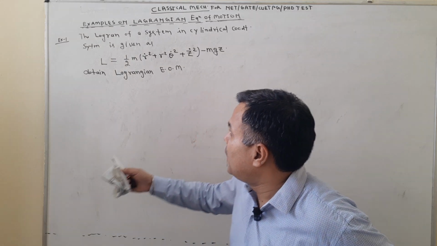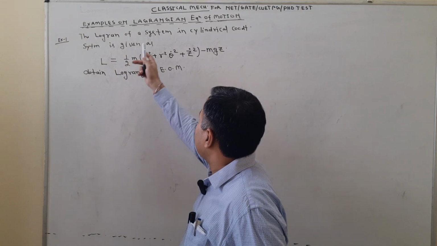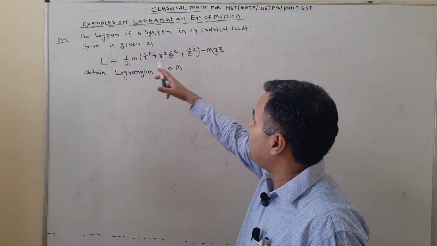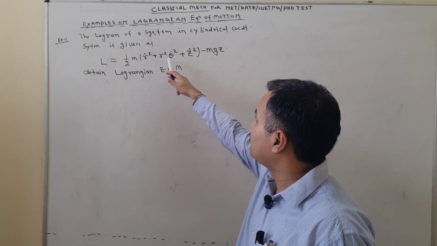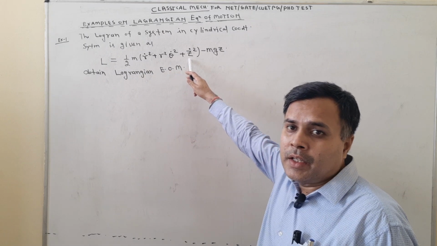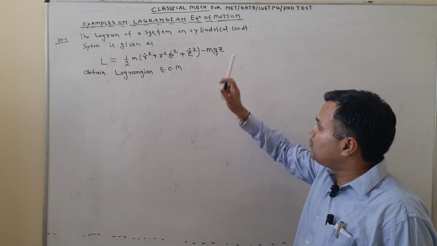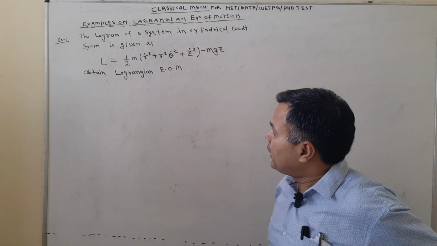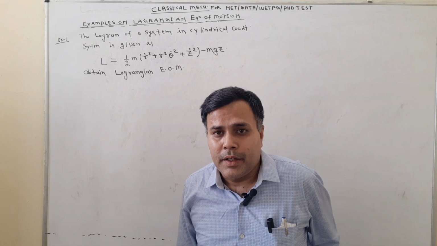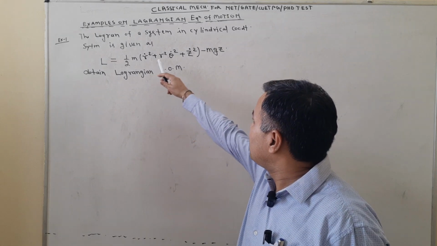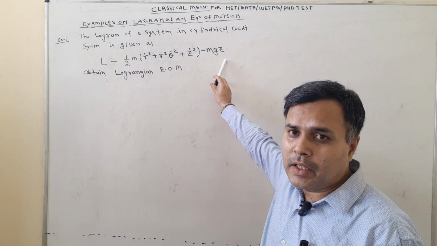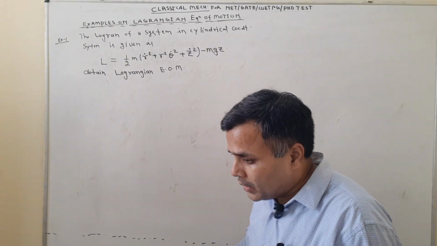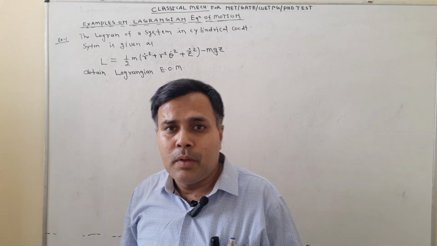We have an example in which the Lagrangian of a system in cylindrical coordinate system is given as 1 by 2 m (r dot square plus r square theta dot square plus z dot square) minus mgz. So we have a profile of Lagrangian in cylindrical coordinates. This Lagrangian is basically T minus V, so this is kinetic energy and this is potential energy. How to obtain the Lagrangian equation of motion?